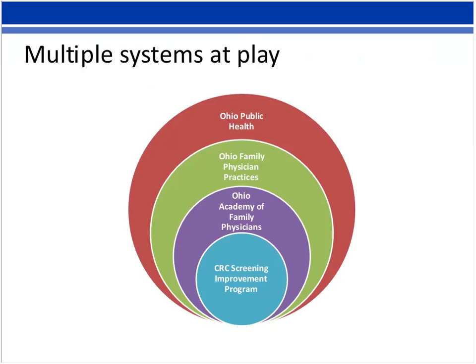And so the point of this graphic is to just illustrate that there are multiple systems at work, and there are often overlapping interests and impacts going on as well. So what the Screening Improvement Program is interested in, though, is what are the impacts that are happening at these various levels, and how can that guide the evaluation moving forward.